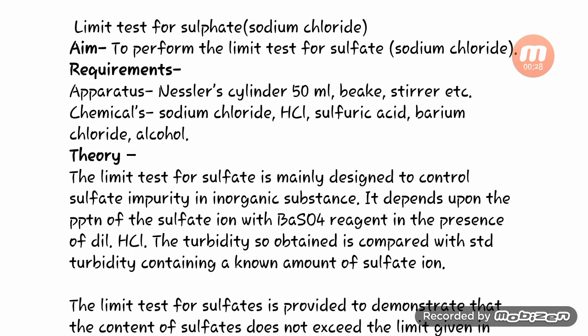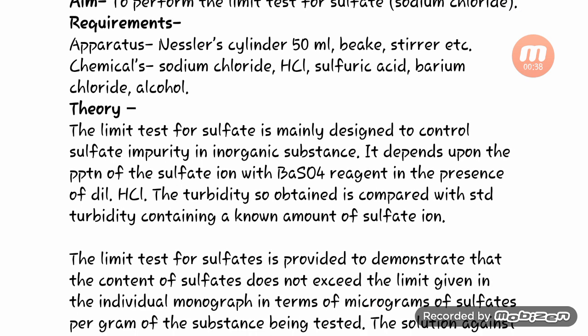The required apparatus is a Nessler cylinder of 50 ml, a beaker, and a stirrer. The chemicals required are sodium chloride, HCl, sulfuric acid, barium chloride, and so on. The limit test for sulfate is mainly designed to control sulfate impurities in inorganic substances.